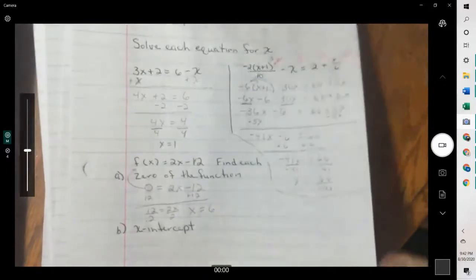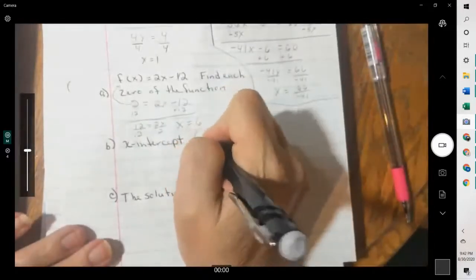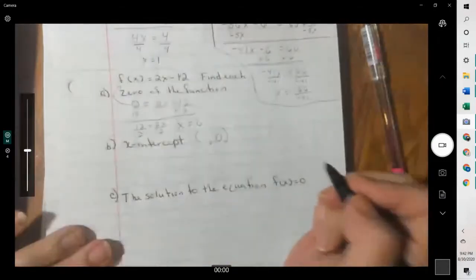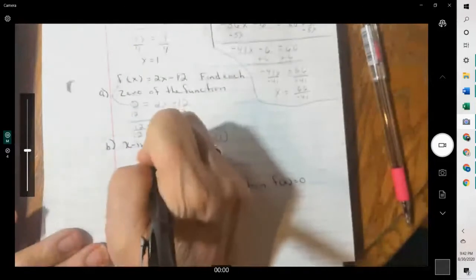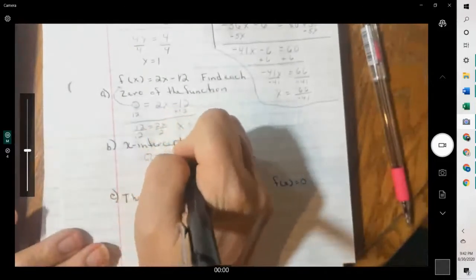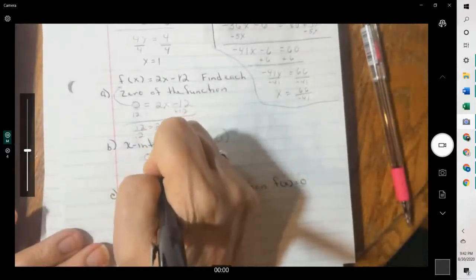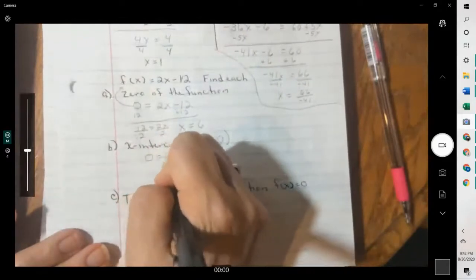Using the same equation, finding the x-intercept is when y is 0, which then is the same thing as here. You're plugging 0 in for f of x. And we already solved that, and we got 6.